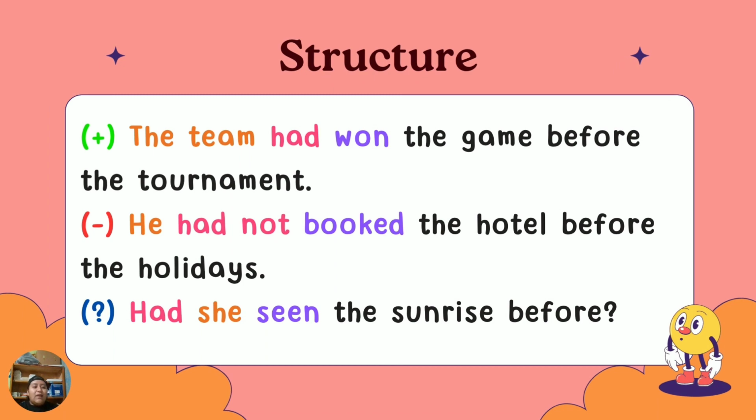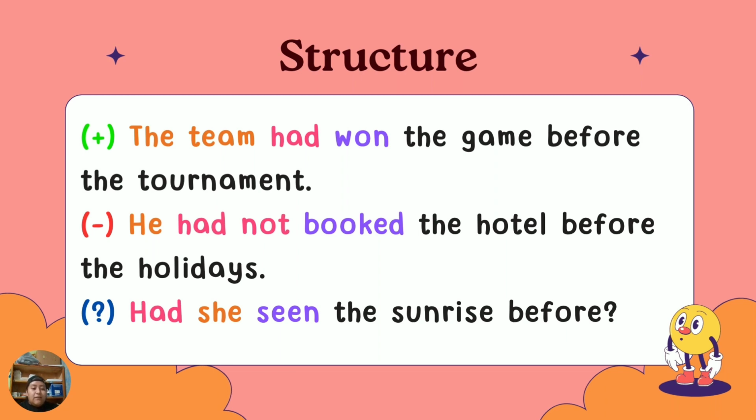More examples. In the positive form, the team had won the game before the tournament. The subject, the team, the auxiliary verb had, the main verb in past participle won, and the complement. In the negative form, he had not booked the hotel before the holidays. The subject, he, the auxiliary verb in negative form had not, the main verb in past participle booked, and the complement, the hotel before the holidays.